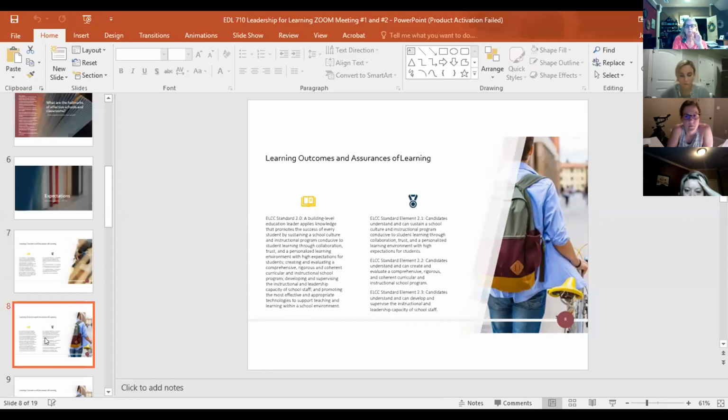So let's focus this time just on the sub-elements. So candidates understand and can sustain, this is 2.1, a school culture and instructional program conducive to student learning through collaboration, trust, and a personalized learning environment with high expectations for students. So how many concepts or deliverables are within substandard 2.1?